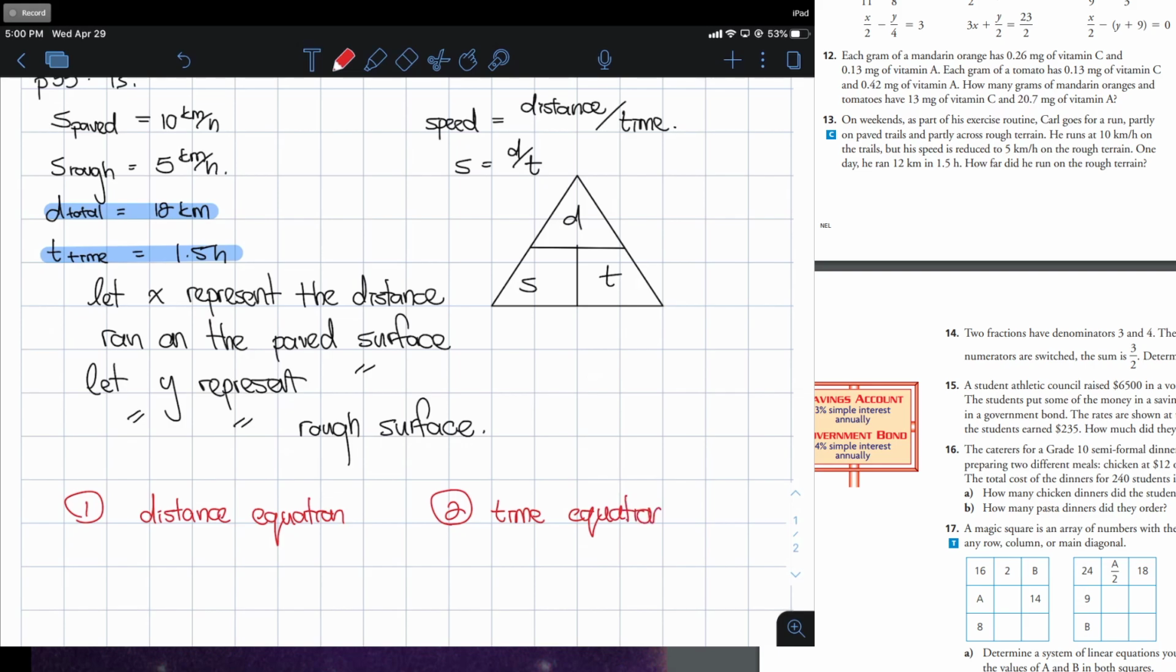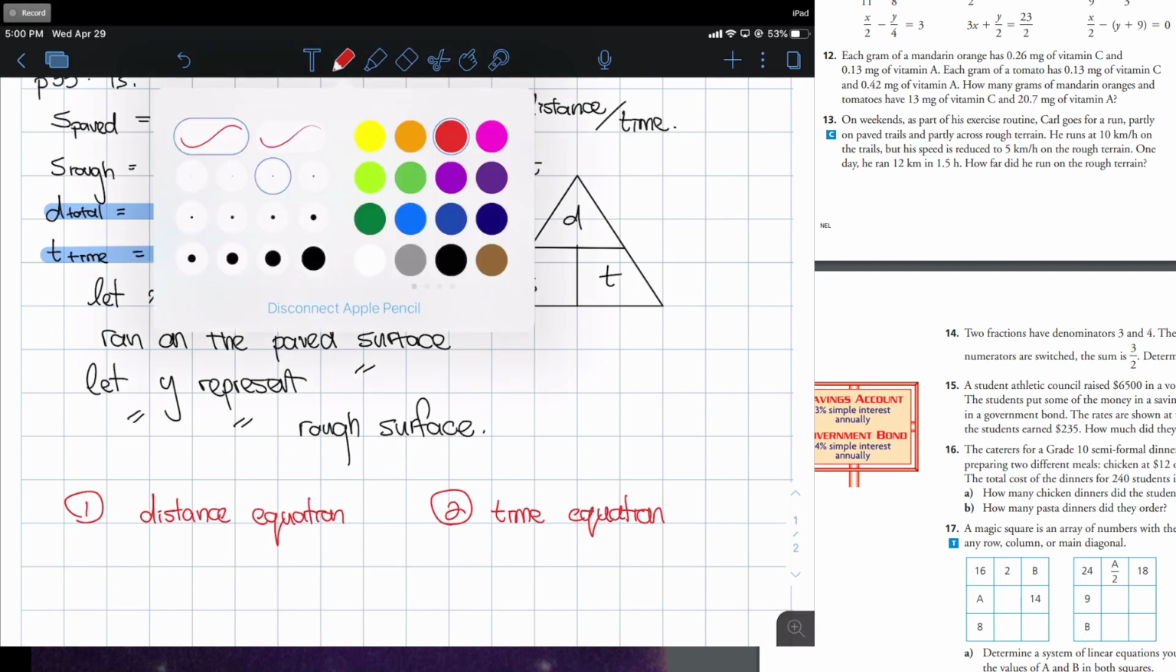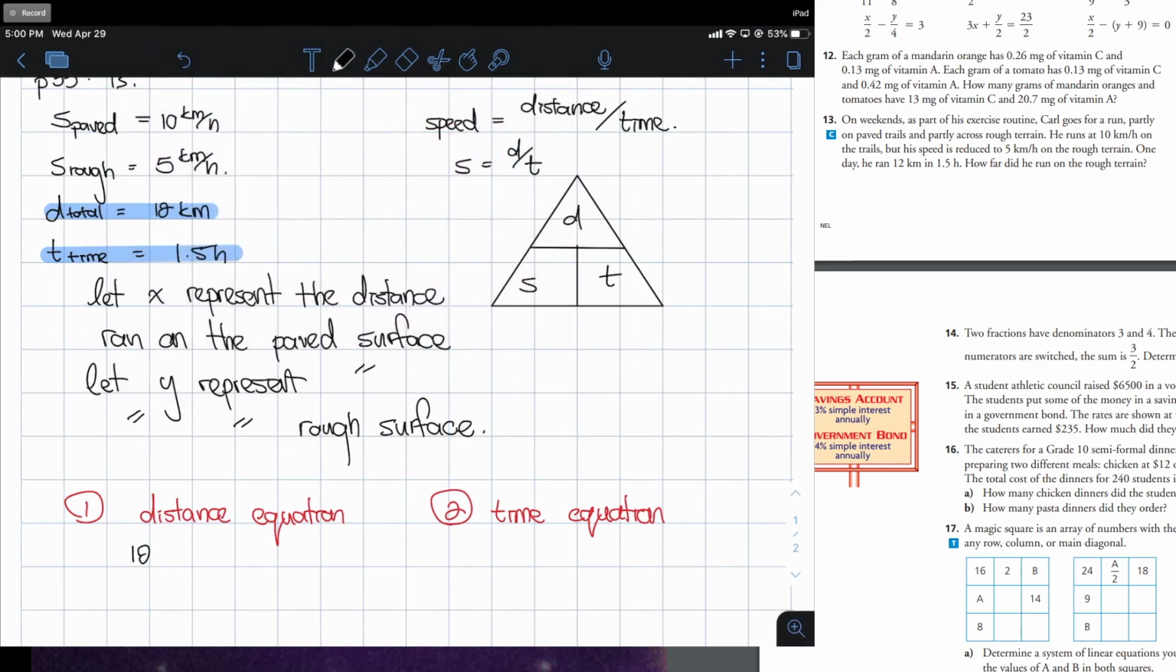Now the easier of the two equations here is definitely the distance equation. So we know the total distance that he runs on the paved surface and the total distance that he runs on this rough surface. When we add those together, we get a total distance of 12 kilometers. So our distance equation will be 12 is equal to X plus Y. So that's definitely the easier of the two.